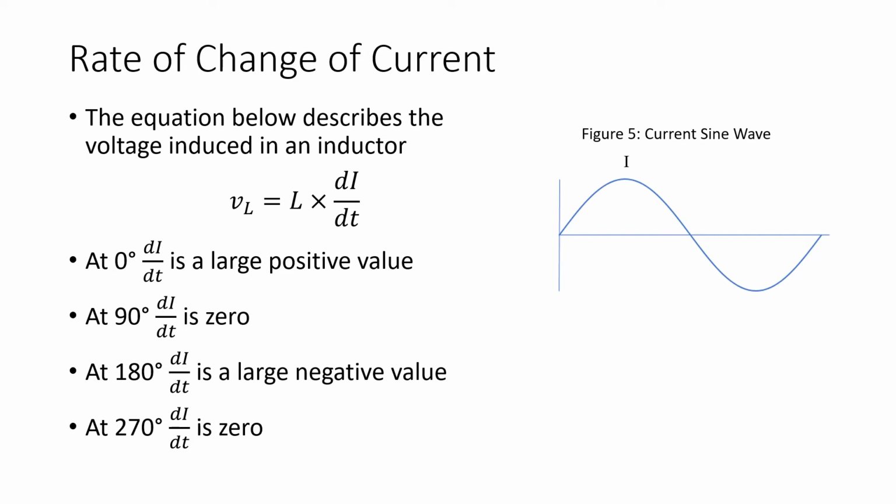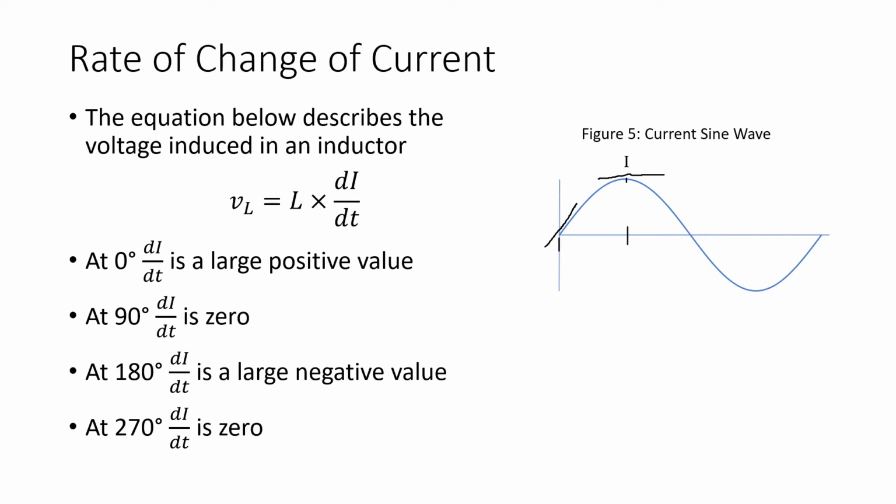Now we look at the sine wave in figure 5, and at 0 degrees, this point right here, the slope of this sine wave is large in a positive direction. So at 0 degrees, di/dt will be a large positive value. At 90 degrees, the rate of change of current, or the slope of this sine wave, is 0, because as time moves forward, the current doesn't change at this point right here.